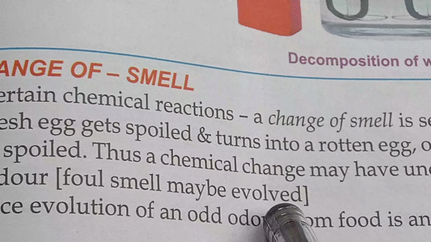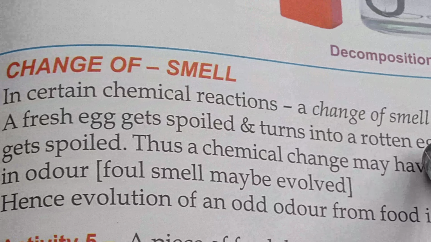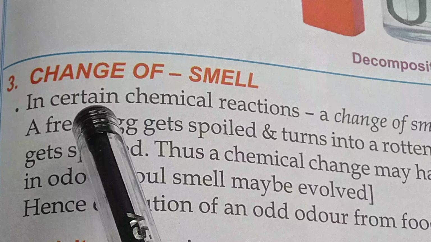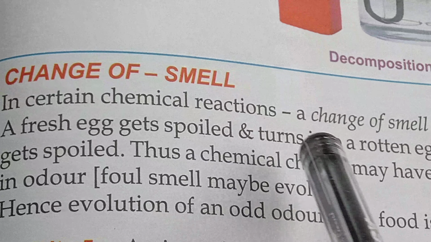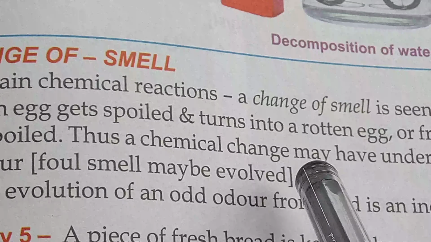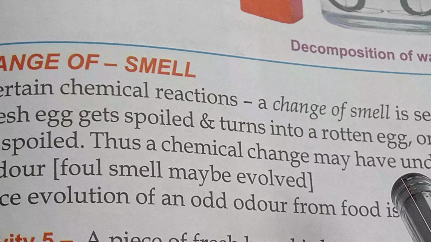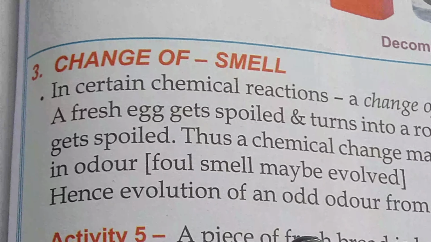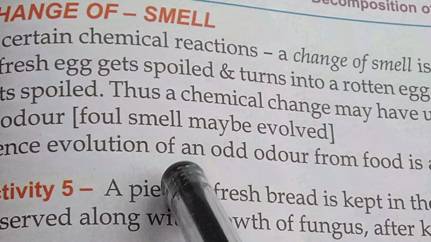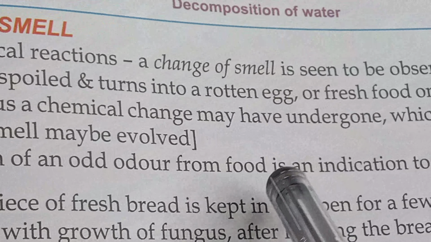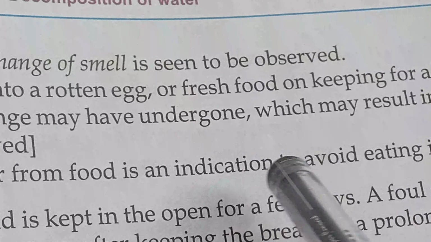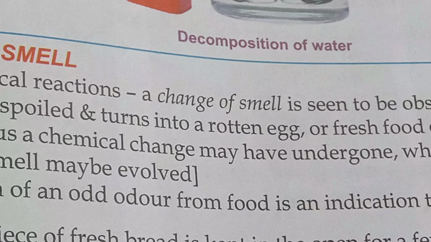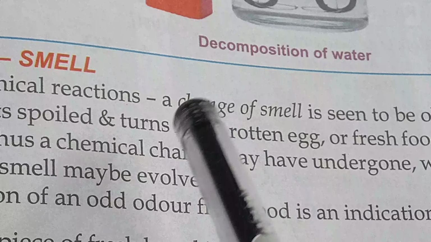That means after a certain chemical change, a bad smell or odor comes out. Like when fresh eggs get spoiled and turn rotten. In the same way, if we keep fresh vegetables for a long time and they get spoiled, a bad smell comes out from them. Hence, evolution of an odd odor from food is an indication to avoid eating it. So normally, when a bad smell comes out, it indicates we should not consume it.